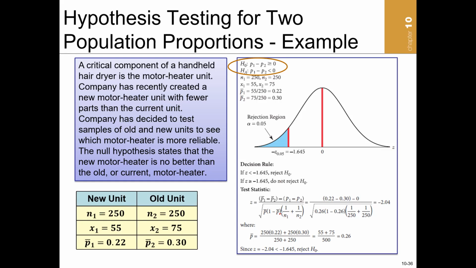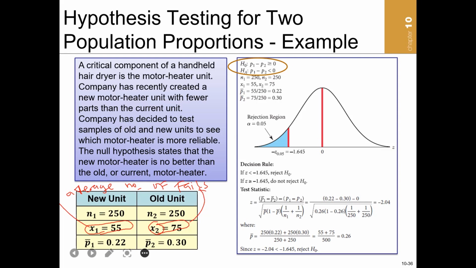So in this question, the null hypothesis has been stated for you. It says the new motor heater is not better than the old motor heater, all right? Now let me explain the meaning of these figures here. The question should have done it, but it didn't. So here is the average number of fails. How many times the motor heater will fail, okay?